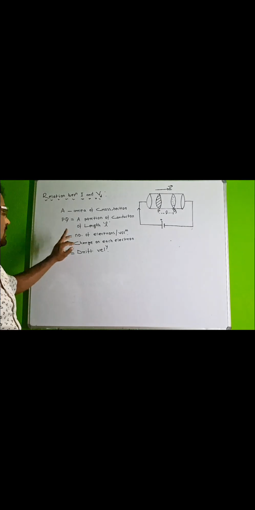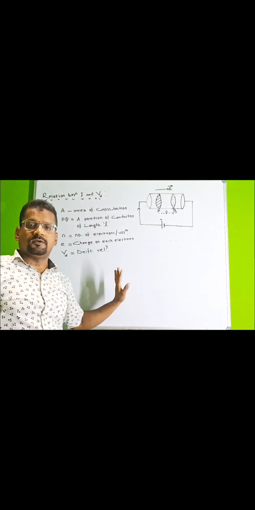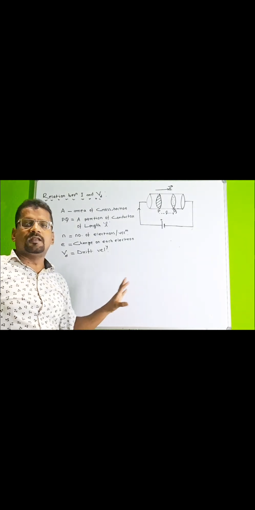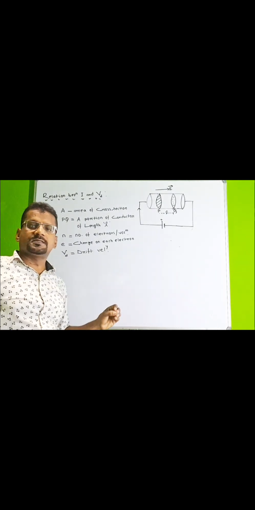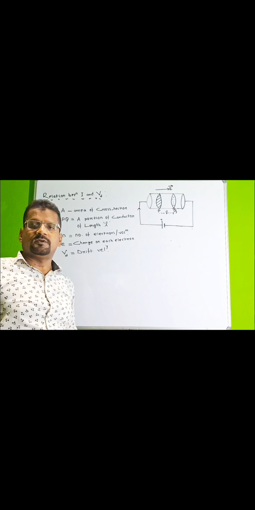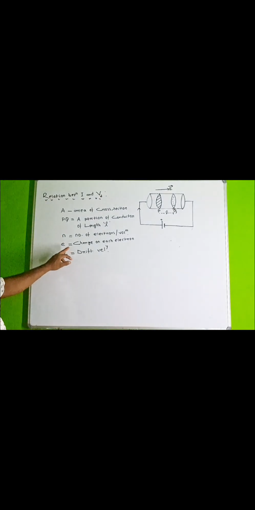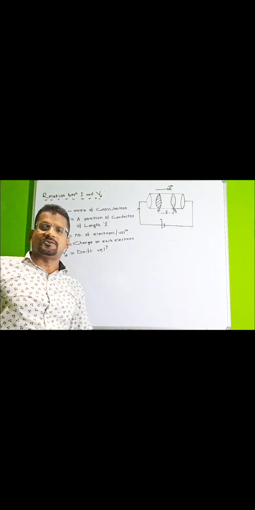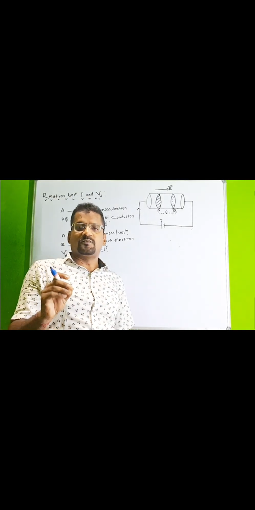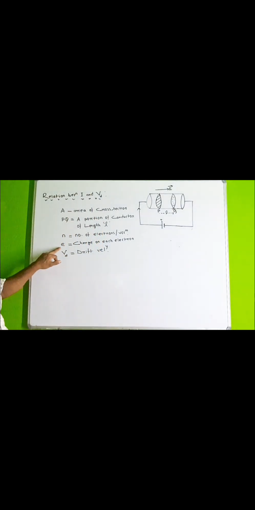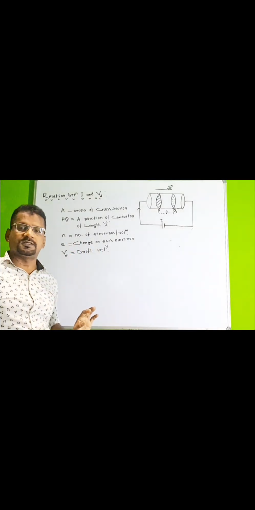n is the number of electrons per unit volume. Remember this small n is not the total number of electrons. It represents the number of electrons per unit volume, or you can say electron density. Then by the letter e, we represent the charge on an electron. We know the charge of an electron is 1.6 × 10 to the power negative 19 coulomb, but that charge we are going to represent by small letter e. Vd is the drift velocity.